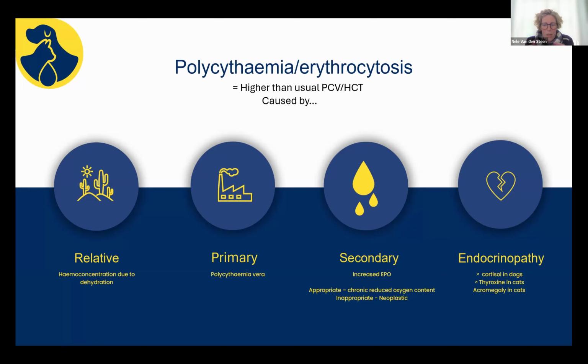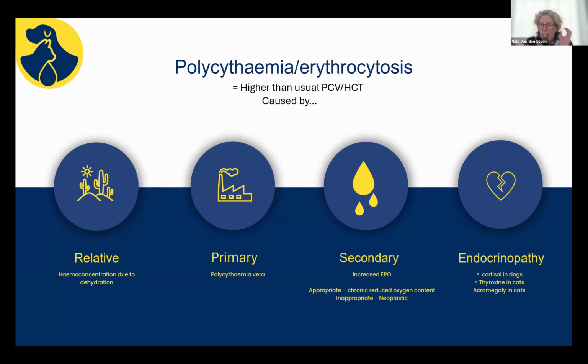The other reasons could be certain endocrinopathies in dogs and cats, where we will see an increase in hematocrit or PCV. In particular, that is cortisol in dogs. So cushingoid dogs will potentially have a slight increase in their hematocrit. It very rarely goes very high, but there will be a slight increase compared with their baseline. Hyperthyroid cats could get a slight increase as well, and acromegaly in cats, but not in dogs, will increase the red blood cell count.